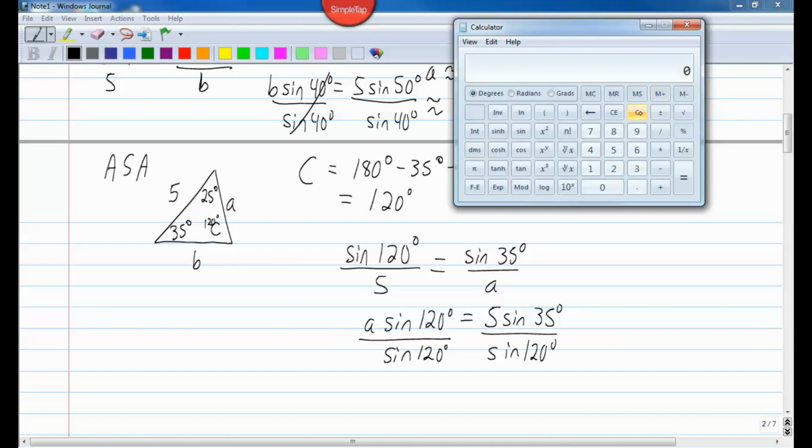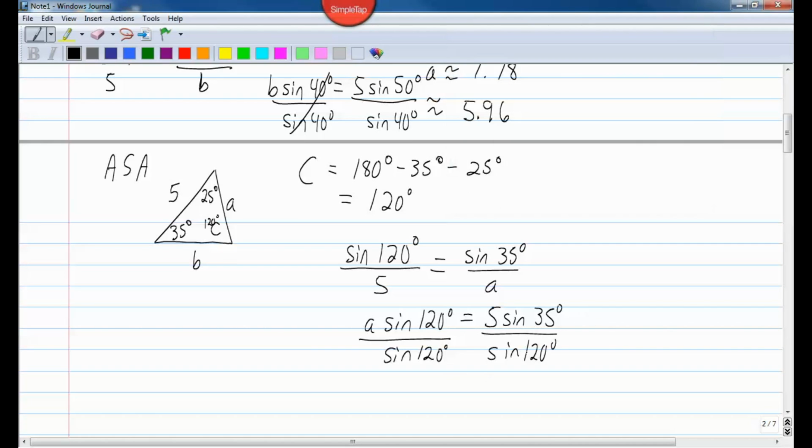Now in your calculator you can get an approximation for A. So that is 5 times the sine of 35 degrees divided by the sine of 120 degrees. And don't forget to hit equals after you work out the top and then after you divide by the bottom. Do you get sine after you put in 120? Yes. Alright, so side A is approximately 3.31 if I round to two places.